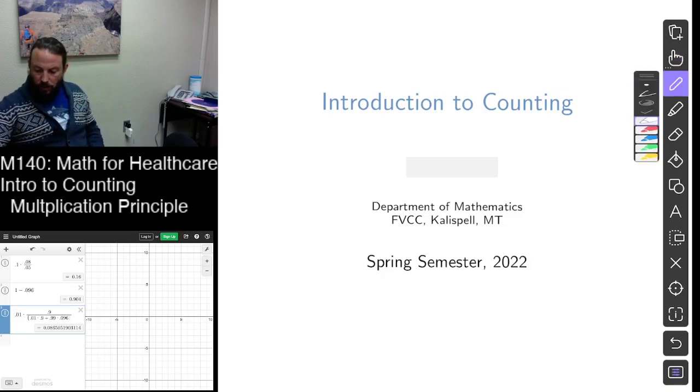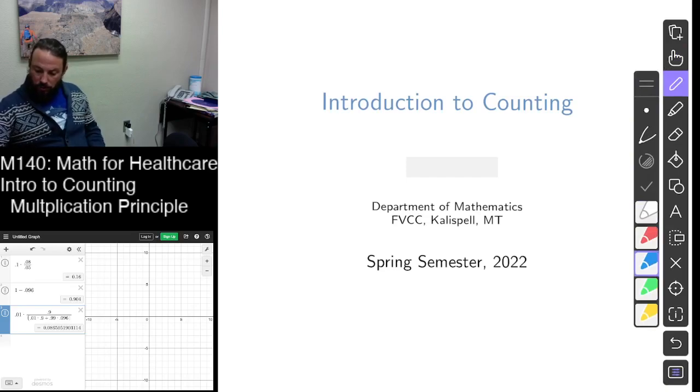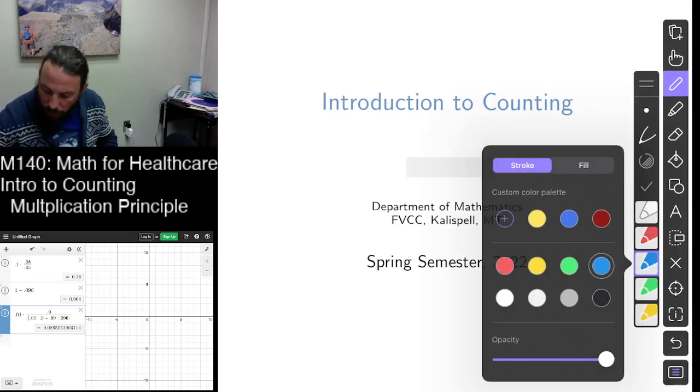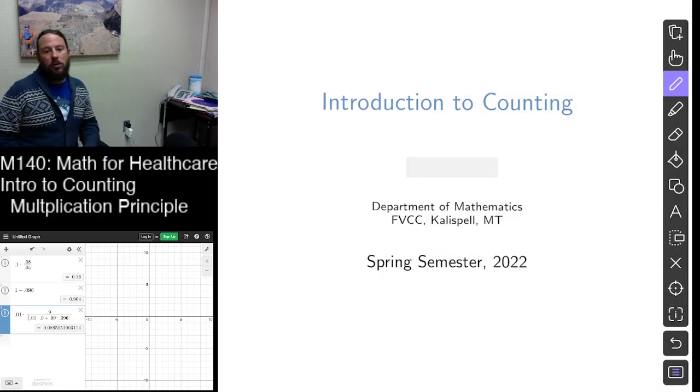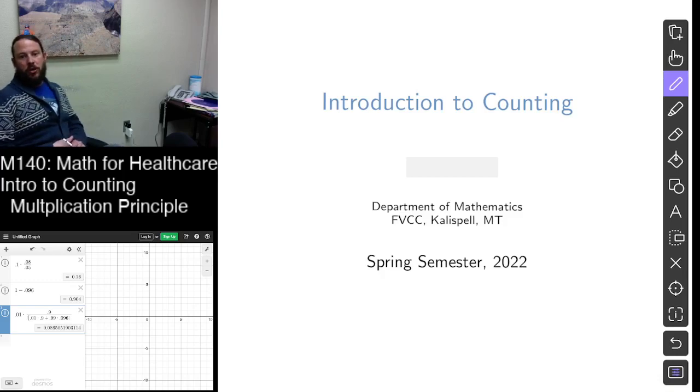Here we're starting a new unit, Unit 4. Now, obviously from my title here, Introduction to Counting. Counting seems like it should be easy. It's not that easy, but we're going to learn some basics of it.